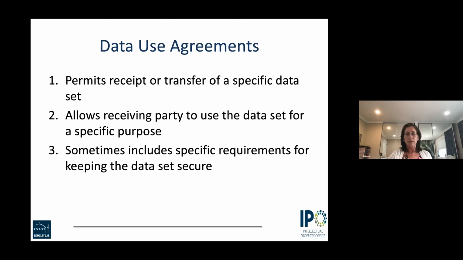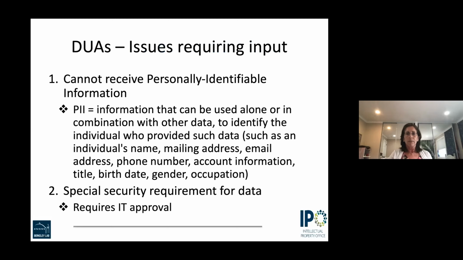Sometimes a project is designated for that purpose. And oftentimes there are security requirements with data use agreements. Two issues that we may follow up with the requester are just confirming that there is not personally identifiable information. We can't receive a data set with personally identifiable information, which I just included a general definition here, but basically we can't receive information that has one or more components that would allow us to track down who the individual was providing that information. And then if a data use agreement has certain security requirements, we would need to check with IT to make sure that we're able to meet those requirements.